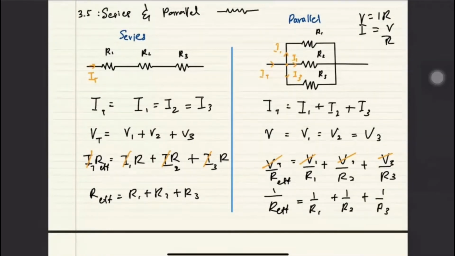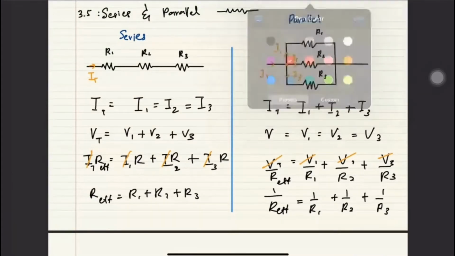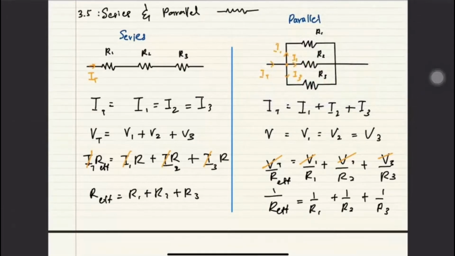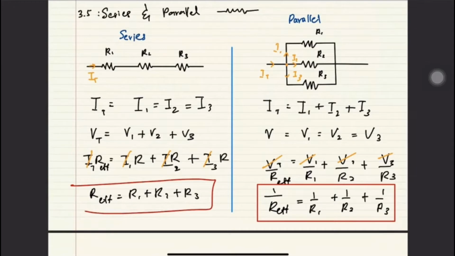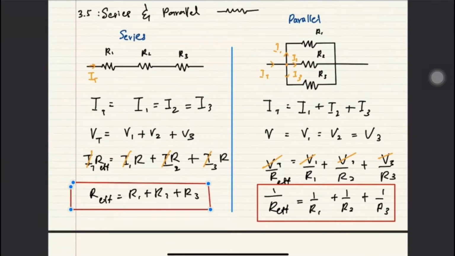Most of the time when you calculate effective resistance, you might use the two equations for parallel or series. But again, one of the most important parts is the first two, the properties of current and voltage. Okay, any questions?